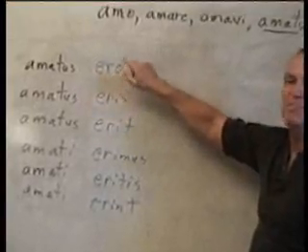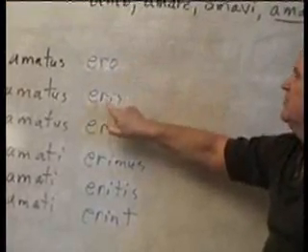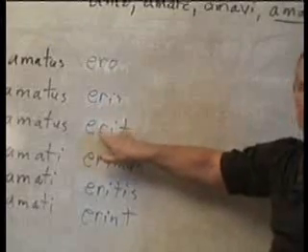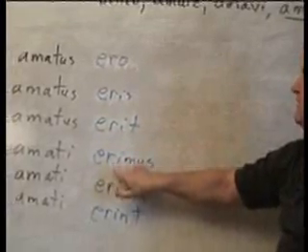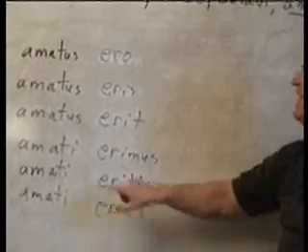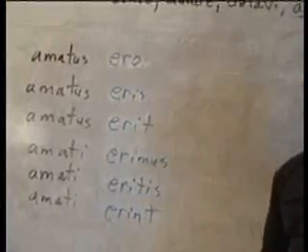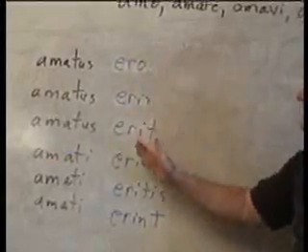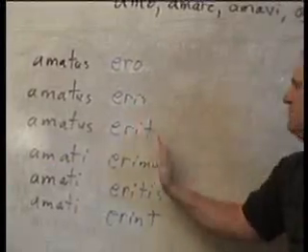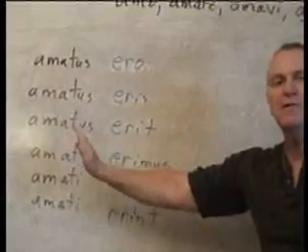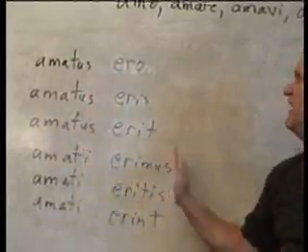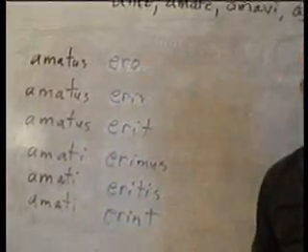I shall have been loved. You will have been loved. He will have been loved. We shall have been loved. You will have been loved. They will have been loved. See that? That's as hard as it gets. So the key is knowing the present, imperfect, and future of the verb to be so that you can form the perfect, pluperfect, and future perfect of any verb in Latin.